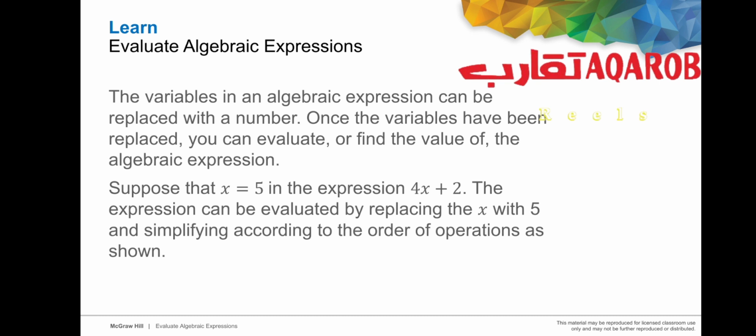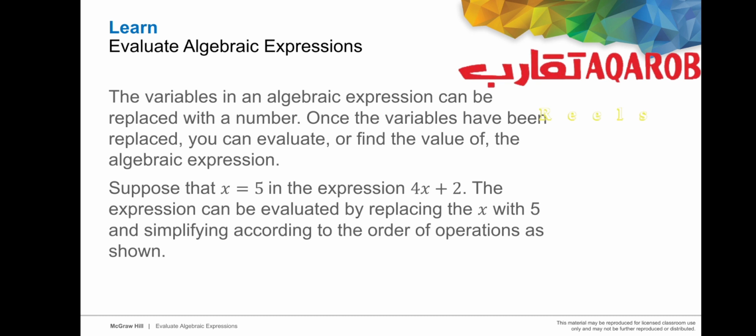And as you can notice here, the operation between 4 and 5 is multiplication. Since there is no operation shown, and as we said before, if there is no operation, this means it's multiplication. So you will multiply 4 times 5, which is equal to 20, plus 2, it will be equal to 22. We can't say it's 45.